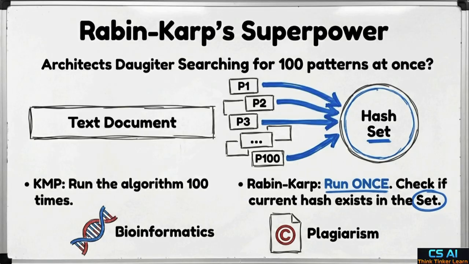This makes Rabin-Karp the tool of choice for bioinformatics, which involves searching for DNA sequences, and plagiarism detection, checking if any part of a paper matches a massive database of existing work. It scales horizontally across patterns in a way that structural algorithms like KMP simply can't.